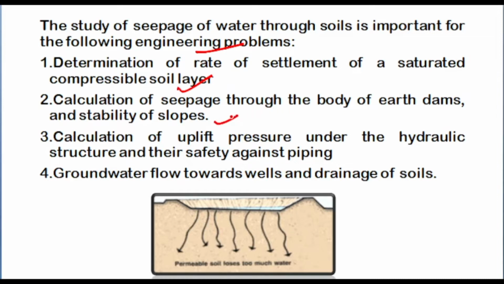We can also check the stability of slopes. We can find out the uplift pressure under hydraulic structures and also safety against piping. The groundwater flow of the wells and drainage of the soils can also be calculated if we are aware of the permeability of soils.